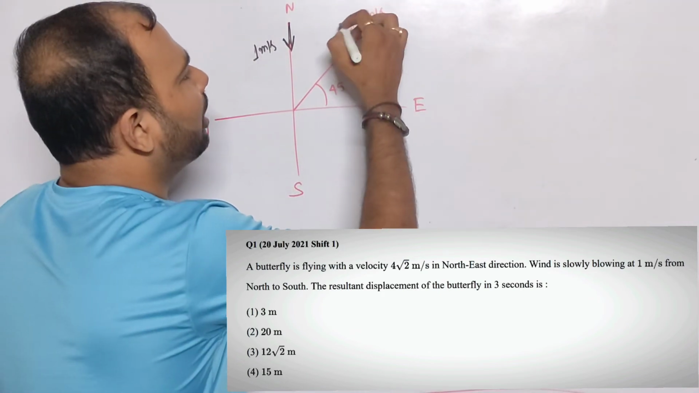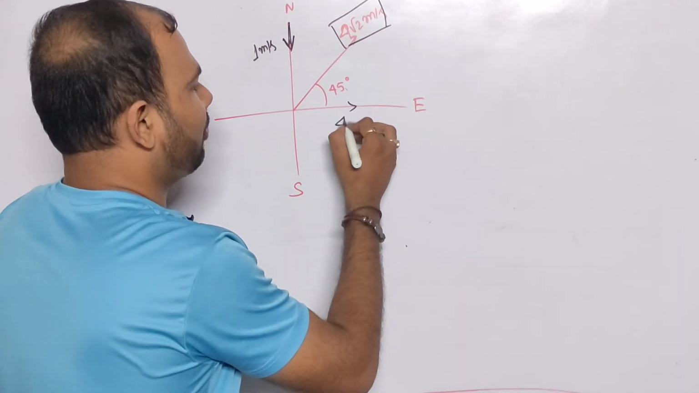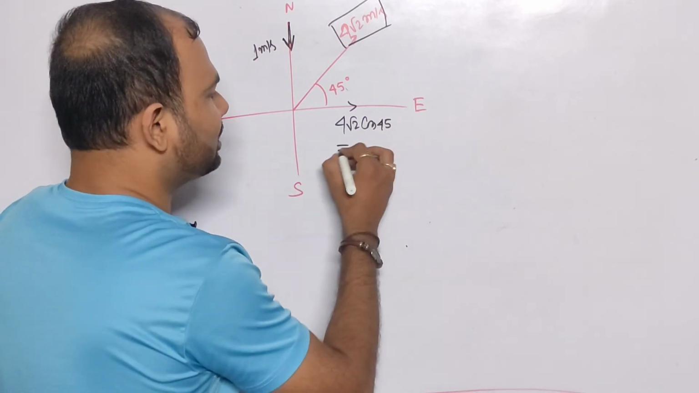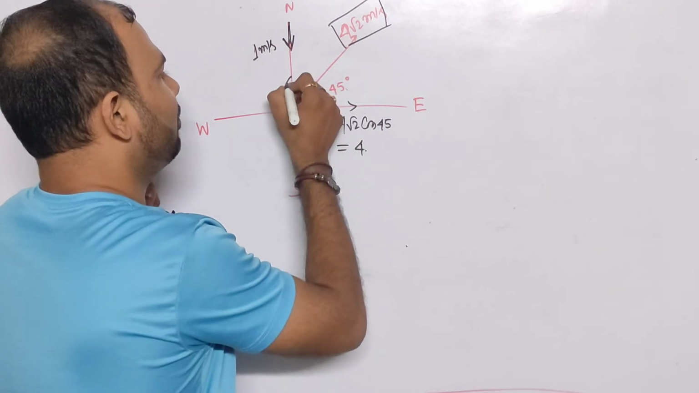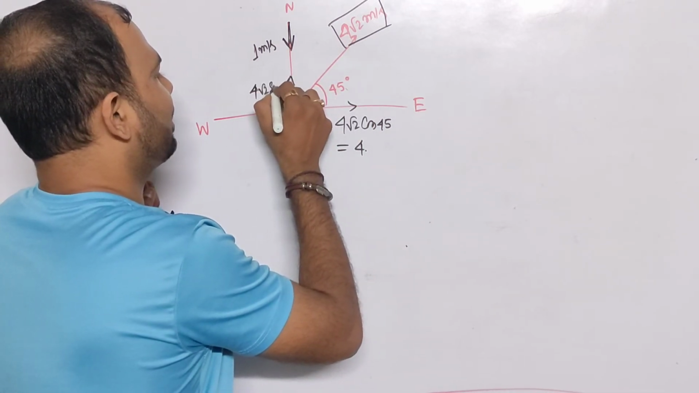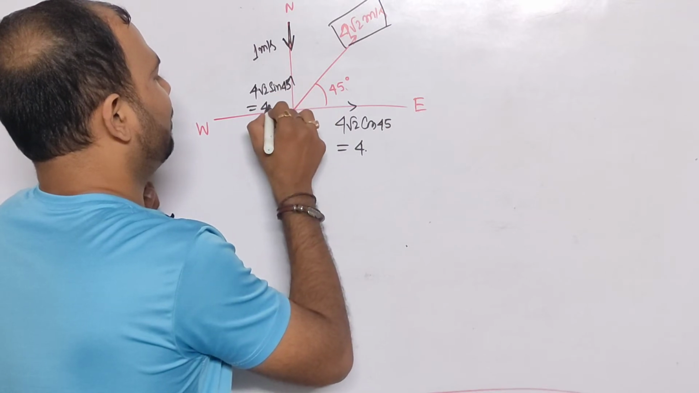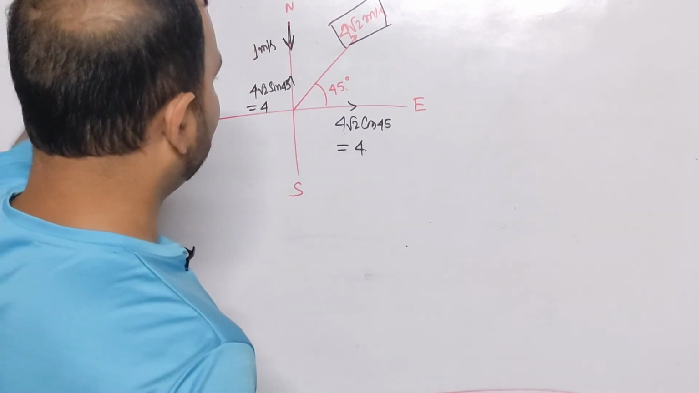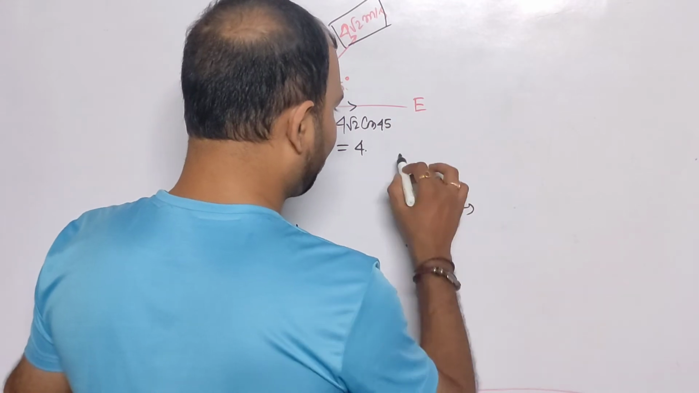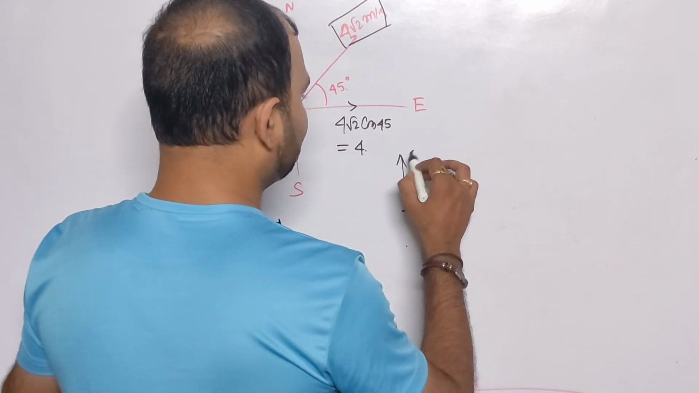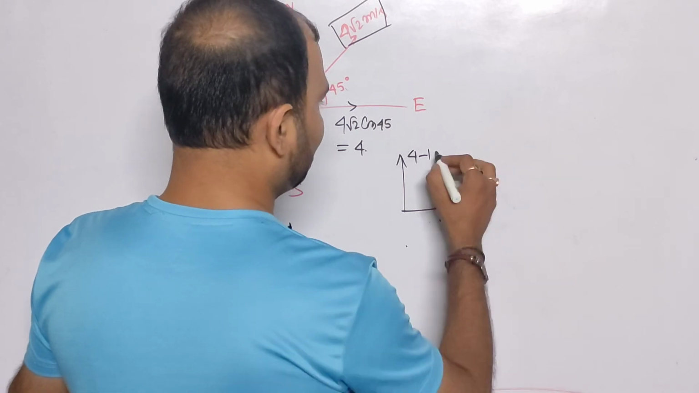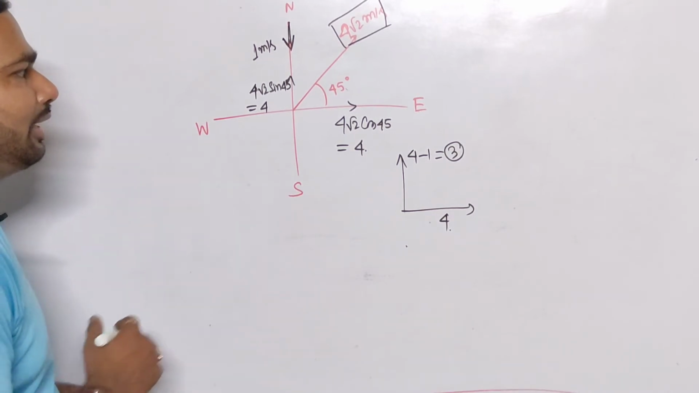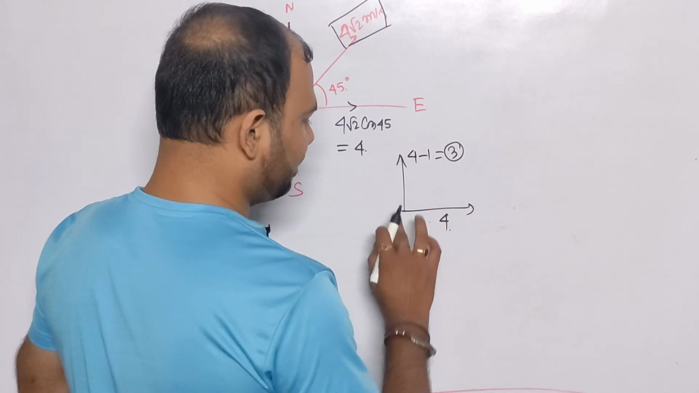First of all, we are going to find the components of this velocity. 4 root 2 cos 45, cos 45 will be 1 by root 2, that is 4. Similarly, 4 root 2 sine 45, that is 4. That means in the vertical axis, the velocity is upwards 4 and downwards 1. So this velocity will be 4 minus 1, that is 3. 3 is the final velocity along the y component, and it has not been changed in the x axis.